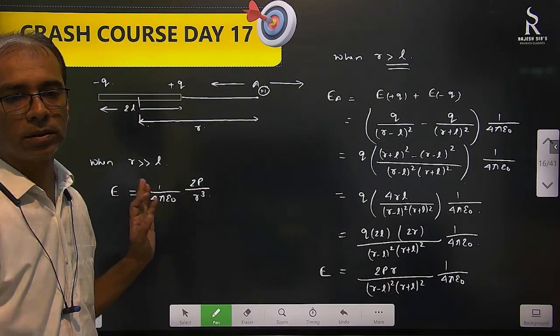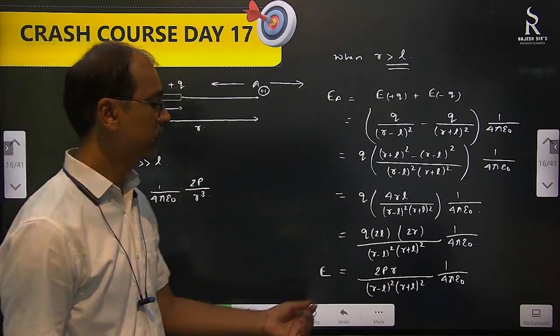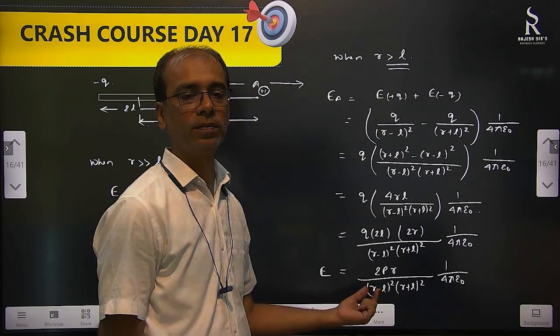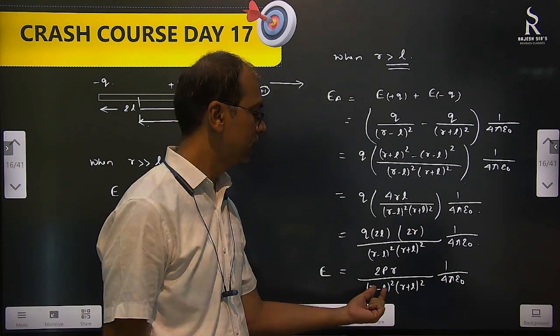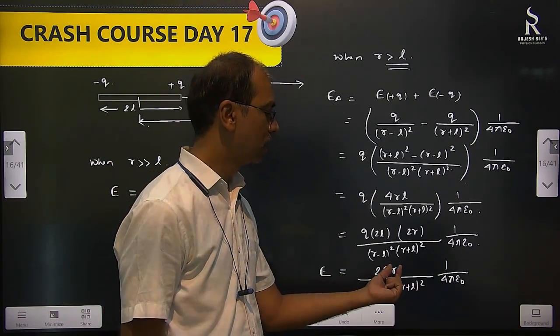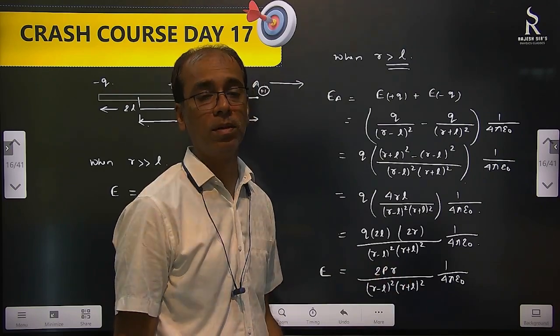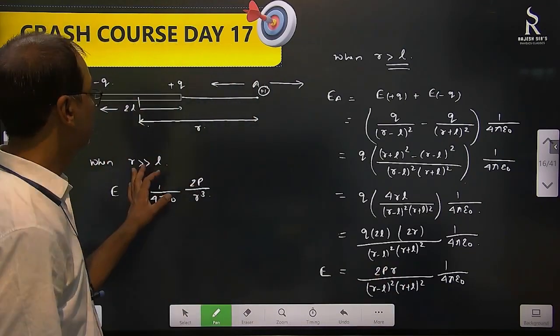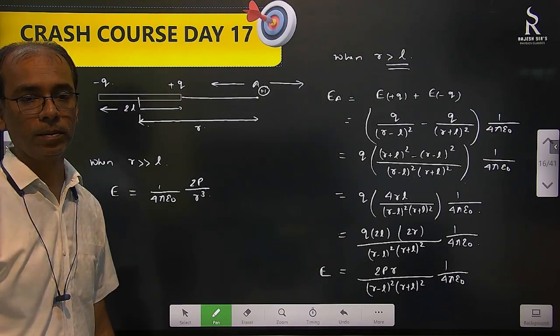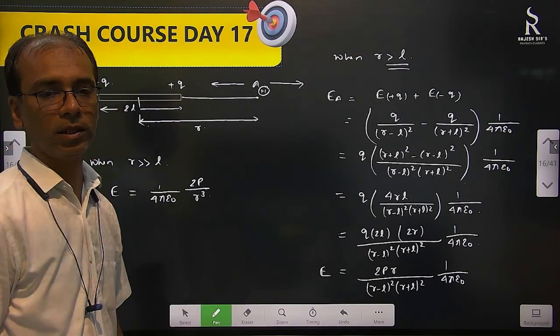Okay, not this. This will come if r is very large as compared to L, so we will neglect this L. We will say r square here, and here also r square, so r to the power 4. This is r, so it will become 2p by r cube. But this is true only when r is greater than L. Otherwise, we have to do it in this way only. And on this only the question was asked last time.